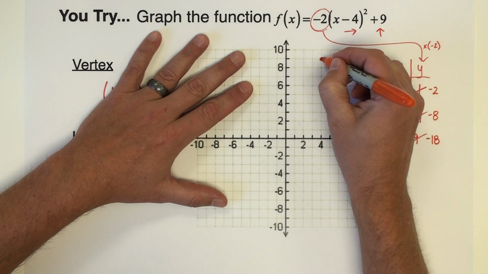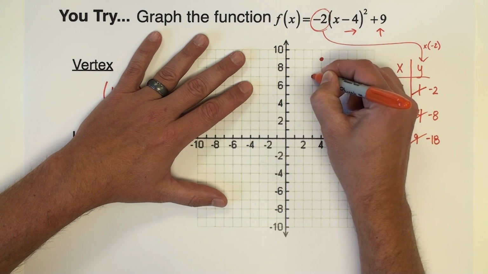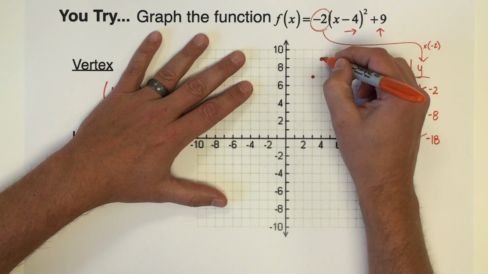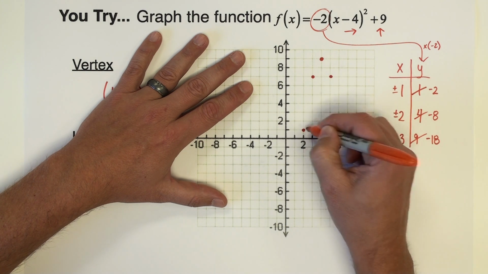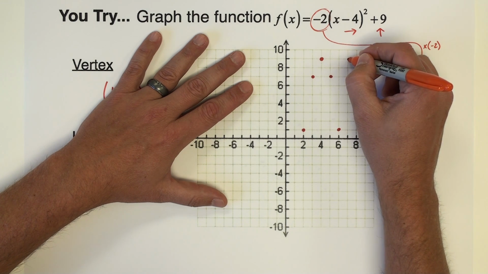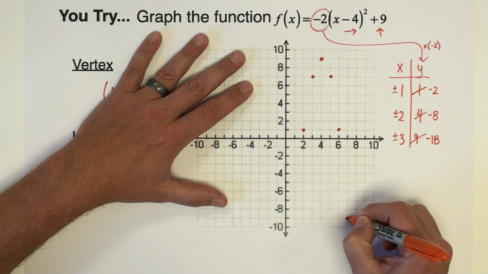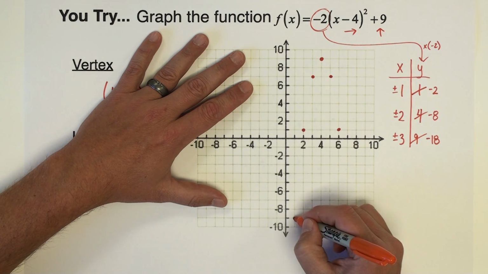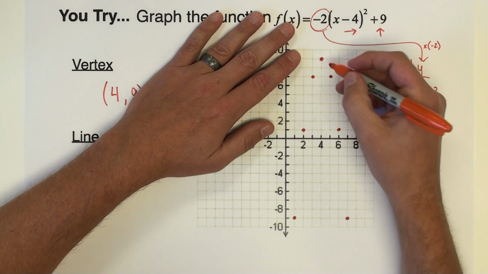So here we go. 1 gives down 2, both directions. 2 gives down 8, both directions. And 3 goes down 18, so there's 3. 18 would be 9 to there and 9 more to right there. So it just fits. We've got the same point on this side, and then we go ahead and try and connect these points.